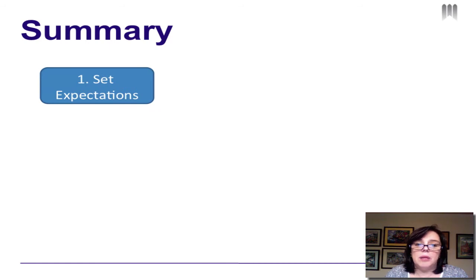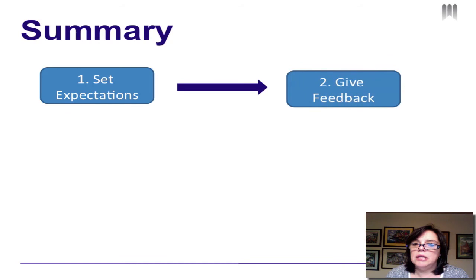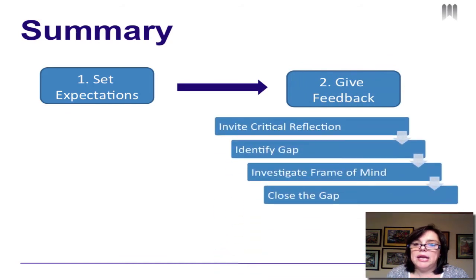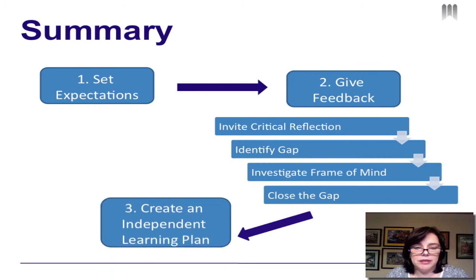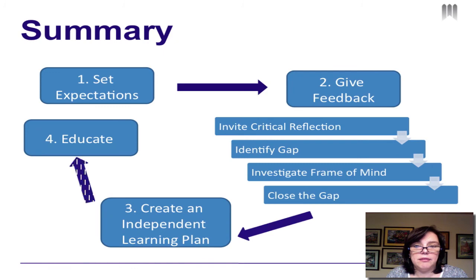In summary, the first step is to set expectations, and this provides the scope for what you're going to give feedback on. Give your feedback. Invite the learner to give their own critical reflection. Identify the gap that you saw. Investigate what they were thinking. So, how do you think you did? Can you tell me why? Because that gets at the motivating factors for you to then close the gap. The student is going to create an independent learning plan for improvement, and then there's education.